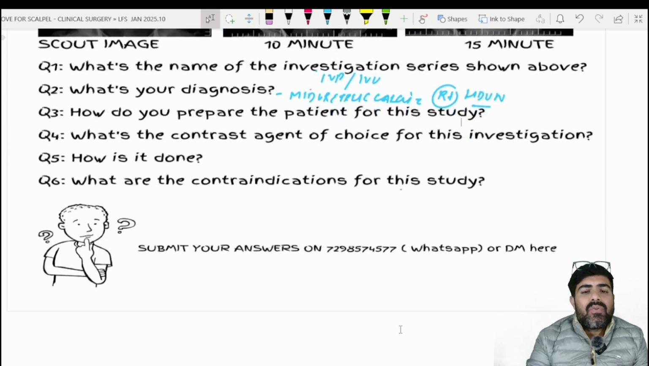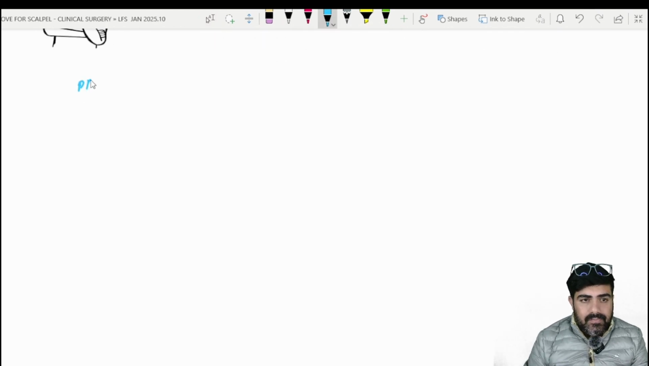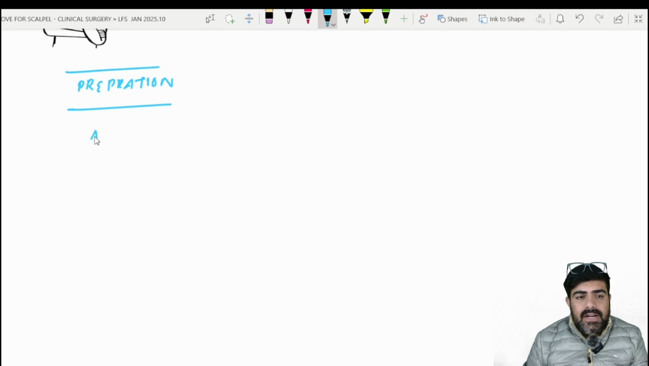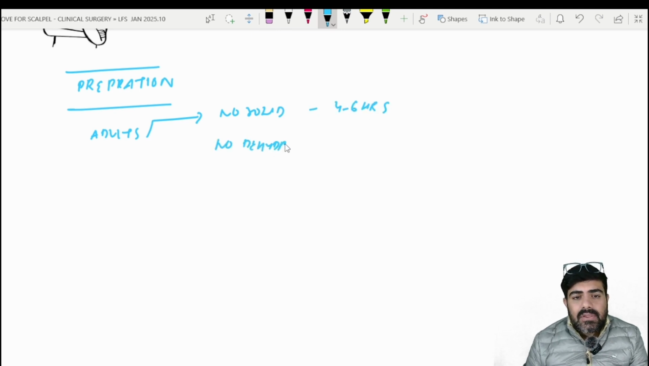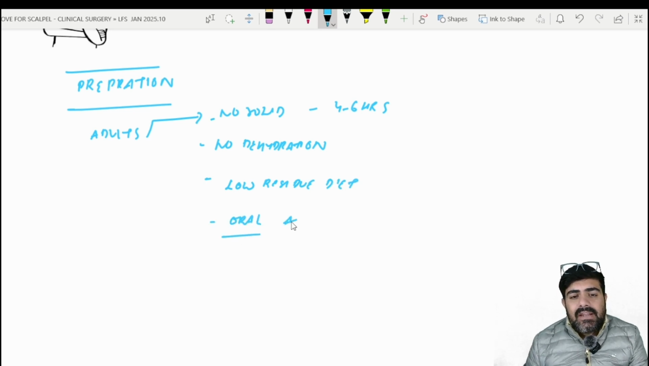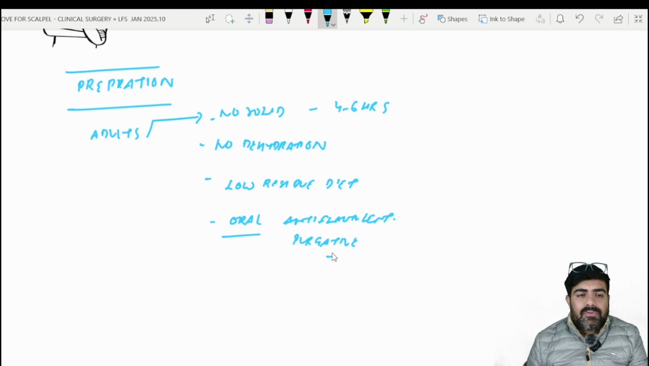Now the third question is, how do you prepare the patient for this study? First, in adults: no solid food for at least 4 to 6 hours. No dehydration, the patient should be well hydrated. Third is a low residue diet. The patient should be on a low residue diet, and take oral tablets of antiflatulents and purgatives the night before the procedure, IVP.